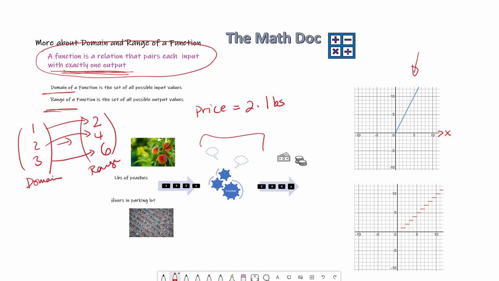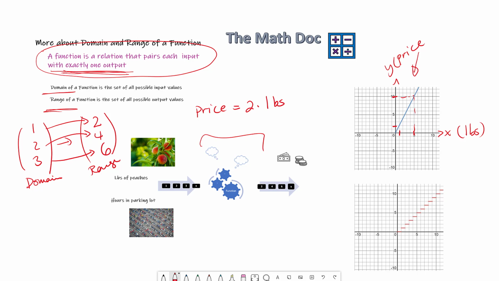We also showed we could present that function with a graph. Here, x is the pounds and y is the price, and this is our function. So if we have 1 pound, we pay $2. If we want to buy 5 pounds, we pay $10. You can see that in this graph.